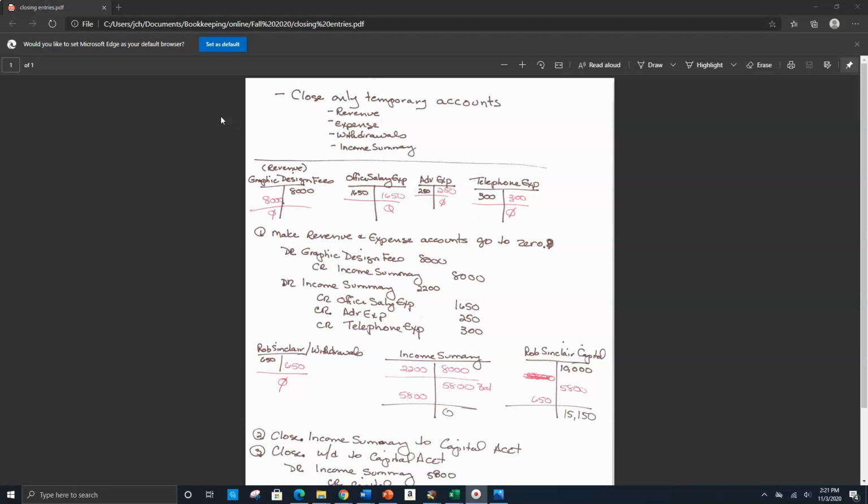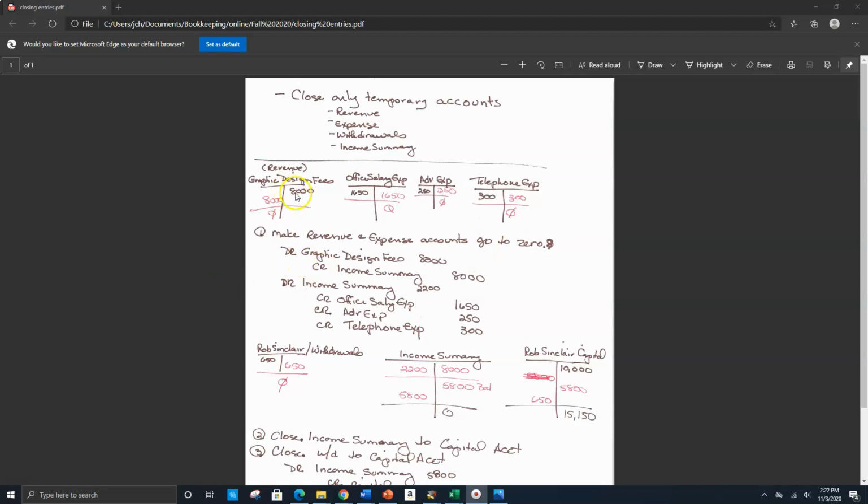doing. So we would start with a revenue account like graphic design fees that has a credit balance of $8,000. Office salaries expense that has a debit balance of $1,650. Advertising expense that has a debit balance of $250, and telephone expense that has a debit balance of $300. So then we have to make revenue and expense accounts go to zero is our first step.